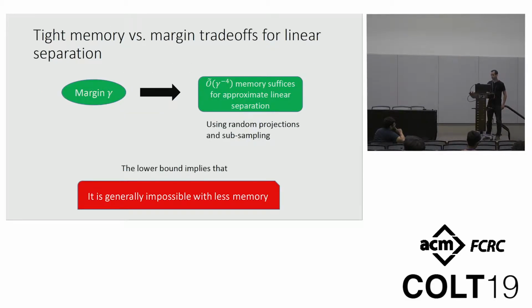I just want to say that the results in this paper are tight. For linear separation, if the margin is gamma, then with a memory of 1 over gamma to the 4th, it is possible to find an approximate separator using random projections and subsampling. And our lower bound shows that actually this cannot be improved.